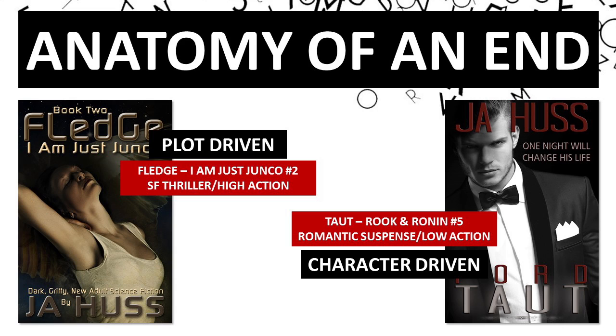The first one is one of my sci-fi books. It's called Fledge. It's number 2 in the I Am Just Junko series. It's a sci-fi thriller with very high action and it's plot-driven. And the second one is a book called Taut. It's Ruken Ronin number 5. And it's a romantic suspense with very low action and it's all character-driven. So I'm going to give you two examples of this.